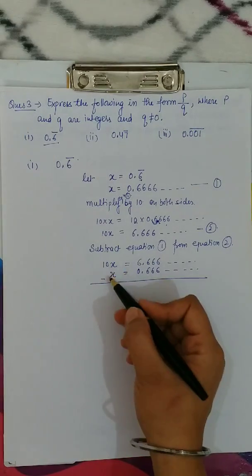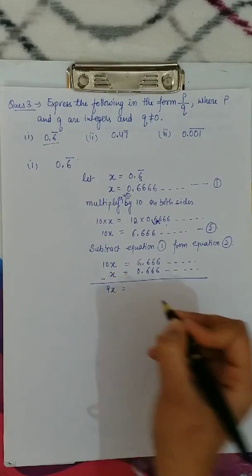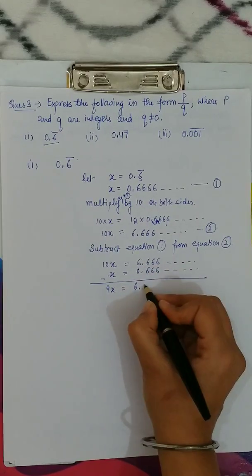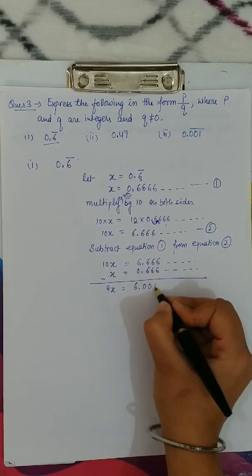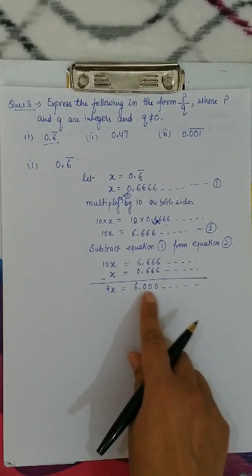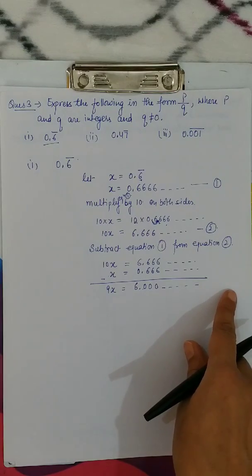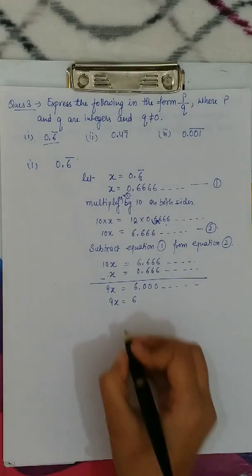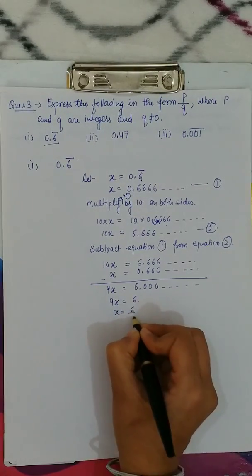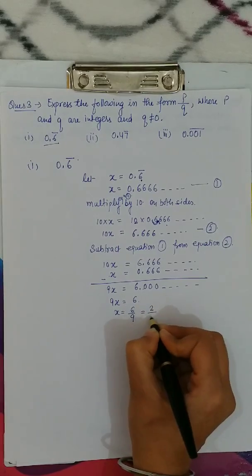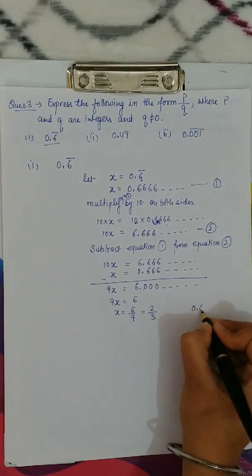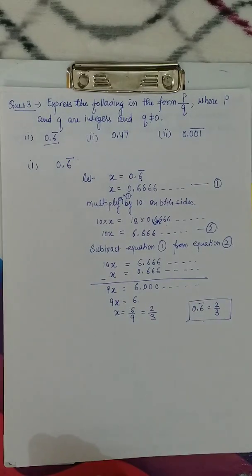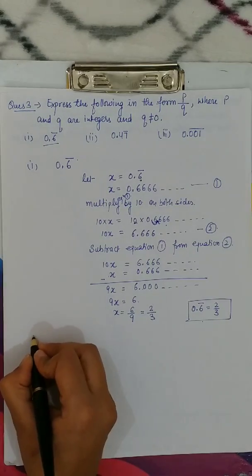When you subtract 10x minus x, it will give you 9x is equal to 6 minus 0 gives you 6 point. 6 minus 6, 0, 6 minus 6, 0, and so on. It means after the decimal, all the digits become 0. Now what we will get? 9x is equal to 6, or x is equal to 6 by 9. Or we can write it as 2 by 3. So 0.6 bar can be written as 2 by 3. Clear?